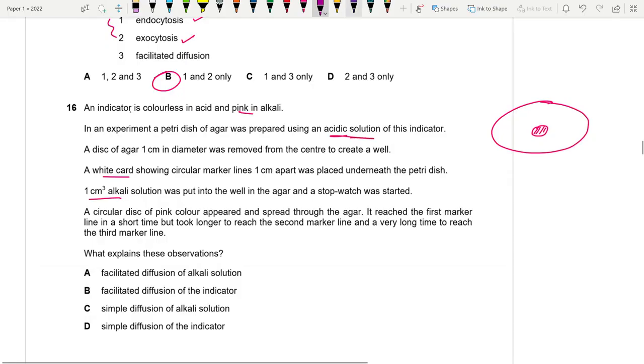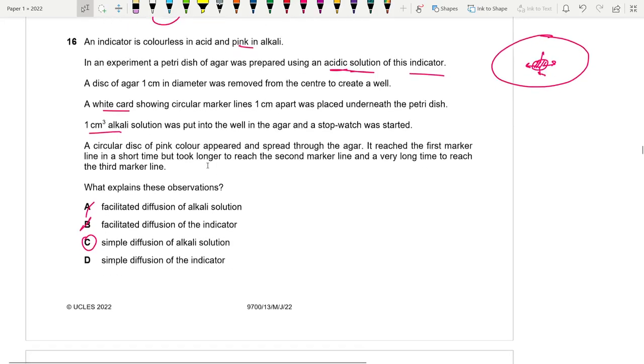So initially, this solution was acidic, which is why it was white in color. But then over time, the pink color we placed in the middle, the alkaline solution, spread. Okay, so obviously it's not facilitated diffusion because there are no carrier proteins involved. It is simply diffusing. And since the pink color is spreading, the indicator was already there beforehand. This means that the alkaline solution is spreading. This is the only possible explanation, because over time, the pink spread. The indicator was already there everywhere in the whole petri dish.